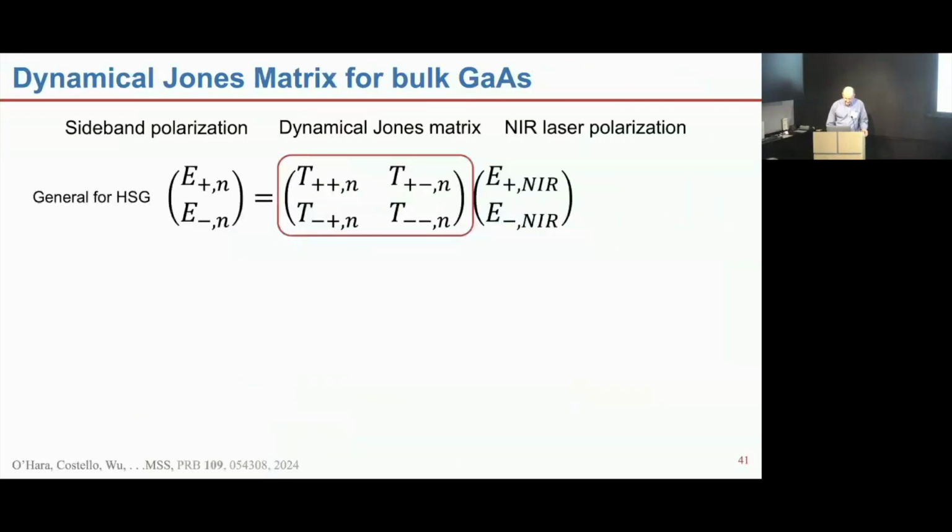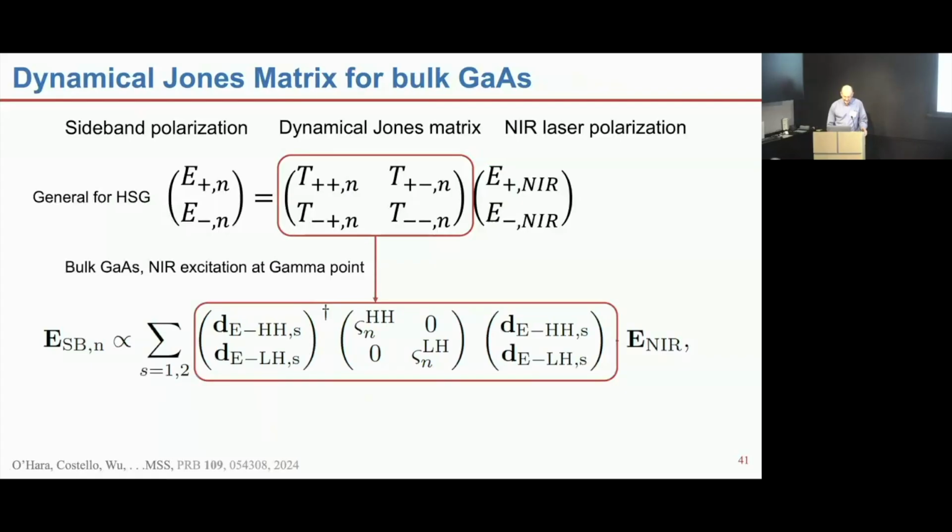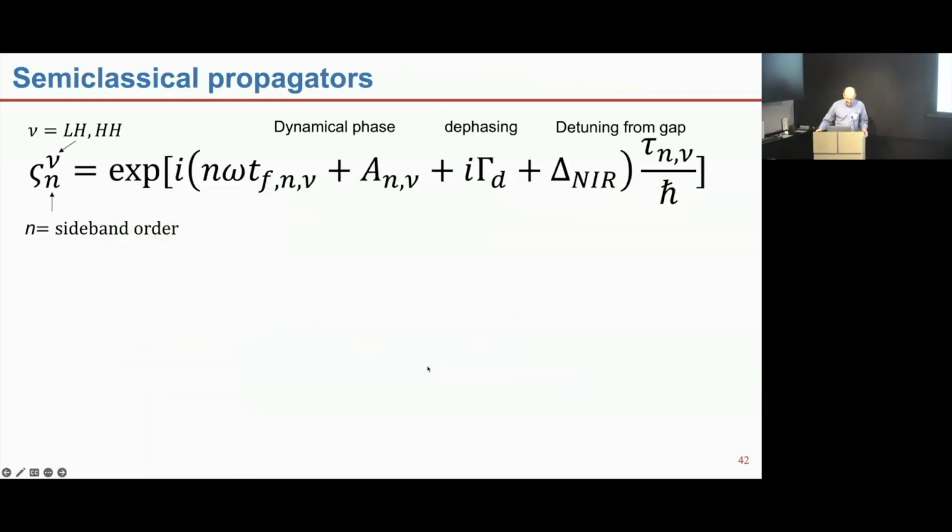Now, I told you about this dynamical Jones matrix, which relates the sideband polarization to the near infrared polarization. This should be general for any material. For gallium arsenide, this reduces to this matrix, a product of matrices where these are propagators. And there's a lot of information in these propagators.